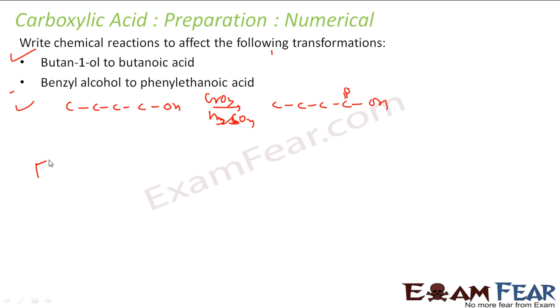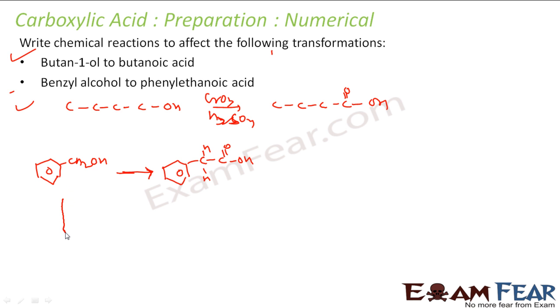Next is benzyl alcohol to phenylethanoic acid. So let's draw this. This is my benzyl alcohol and I have to convert this into phenylethanoic acid. If you see, I have to add one extra carbon here. So how can I do it? I can add CN. CN can easily be converted to COOH.